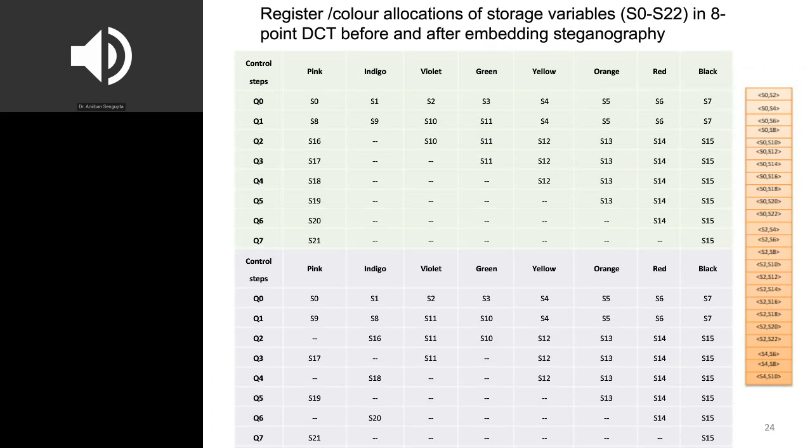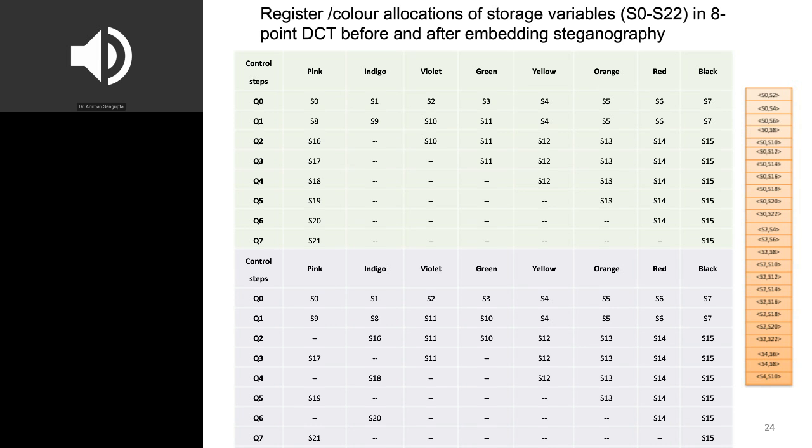Okay, now this slide talks about the register or color allocation table, which is often known as the colored interval graph representation. So we have, for example, the number of control steps, and we have these different types of registers, which are pink, indigo, violet, green, and so on till black. And these are the secret constraints shown in the orange table here, which represent the secret constraints that are obtained after the bit stream, either through biometric fingerprinting or through steganography or through watermarking, is obtained.